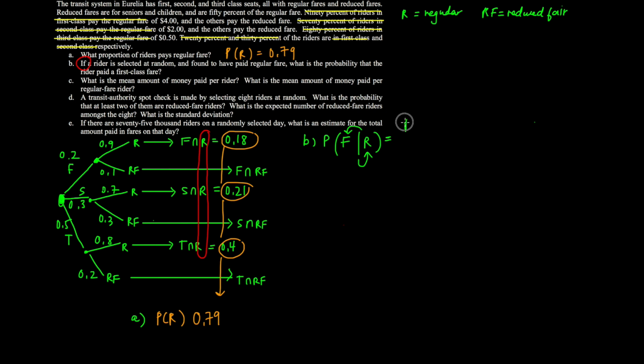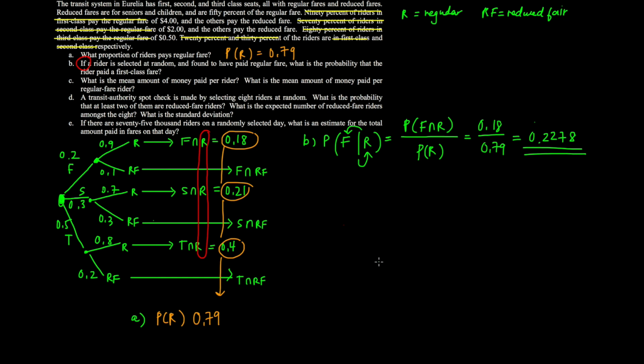So we know that this is the probability of first class and regular fare. And we're going to divide this by the condition, which is given that you belong to regular fare, R right here. We found the bottom from part A, so 0.79, and the top we have right here at 0.18. And so this is equal to 0.2278. Okay, so here's part B, 0.2278.